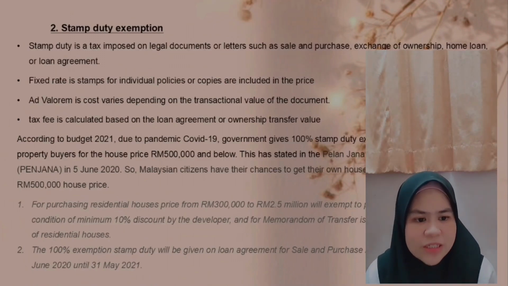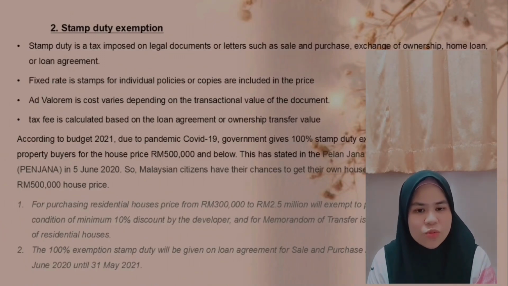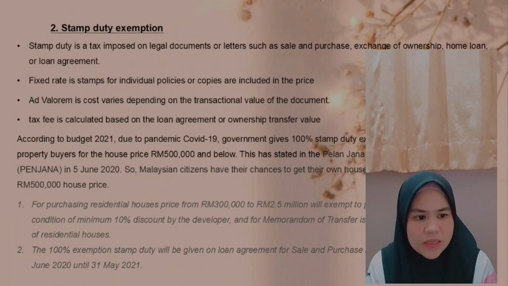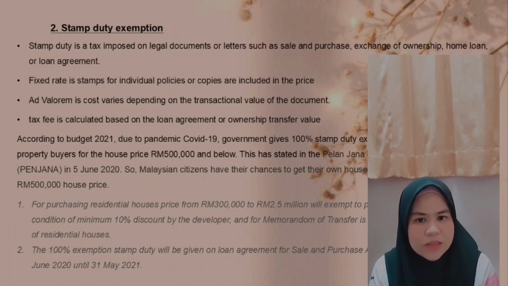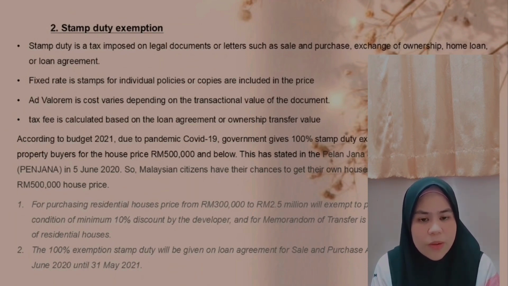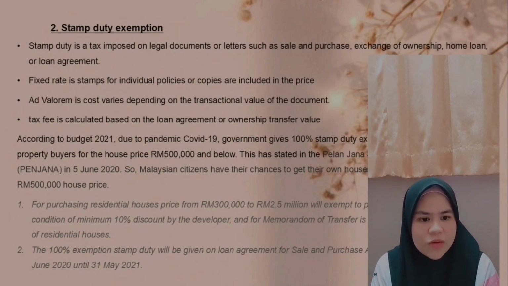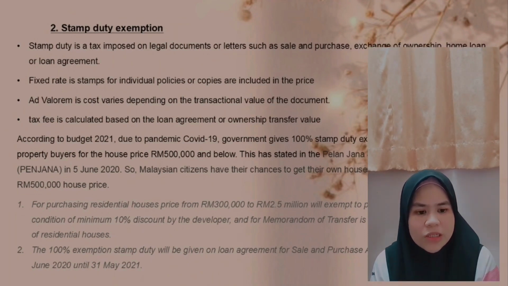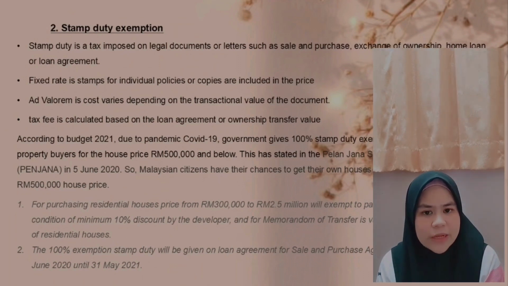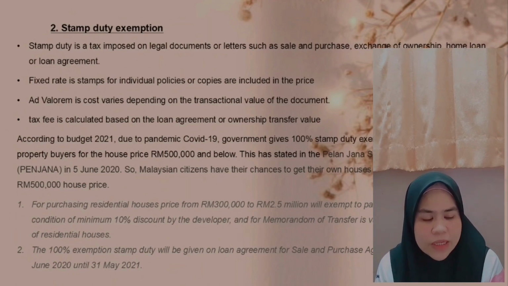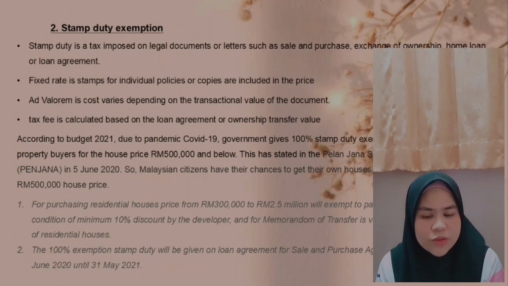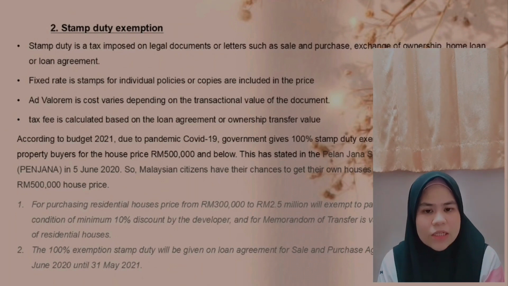Okay, for purchasing residential houses priced from 300,000 to 2.5 million ringgit, there is an exemption from stamp duty. This is valid on condition of a minimum 10% discount by the developer, and the memorandum of transfer is valid for the first 1 million ringgit value of residential houses. A 100% stamp duty exemption will also be given on the loan agreement for the sale and purchase agreement, which is the SPA, signed from 1 June 2020 until 31 May 2021.